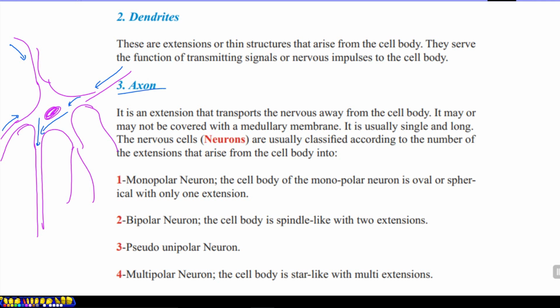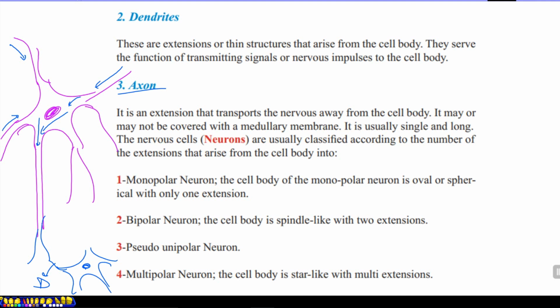axon. It's an extension that transports the nerve impulse away from the cell body to the next neuron. So another neuron again receives these impulses by its dendrites. The axon is usually single and long. So dendrites are numerous thin projections arising from the cell body, but the axon is generally one single, long, thick extension connected to the cell body.